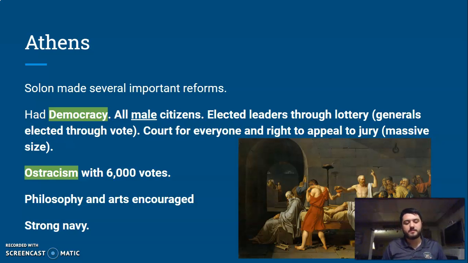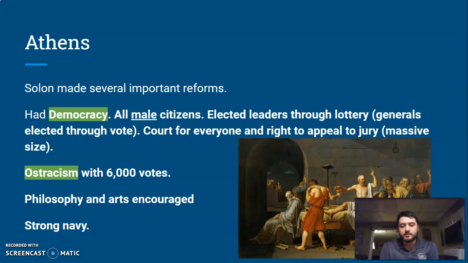So what's an ostracism? It requires 6,000 votes to kick someone out of the city for 10 years. If there is a leader who is getting corrupt and is very unpopular, making things worse, and 6,000 people voted for him, he would be banished. He would have to leave Athens for 10 years, and then he'd be allowed to come back. Every person would get to vote, and if 6,000 people voted for one, they were gone.